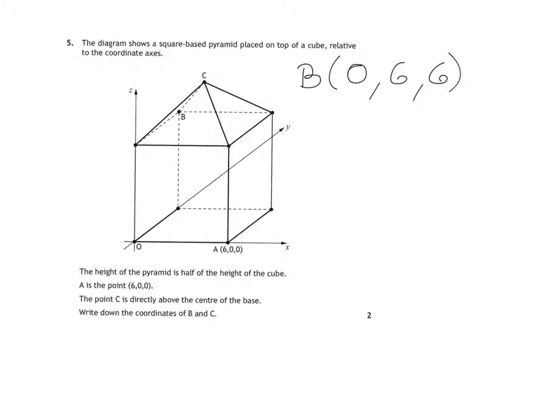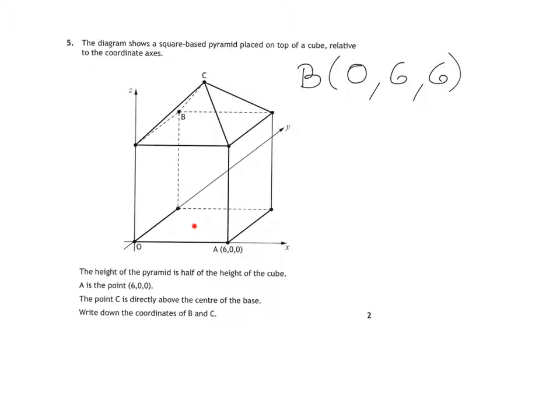Now we need to find C. Now we're told that C is exactly in the middle of this square here. So exactly in the middle means halfway along and halfway in. And knowing that all of these sides are 6, if we're only going halfway, that means we're only going 3. Okay? So in order to get to C, we need to come along the x-axis 3, that gets us to the middle. Then we need to go in 3 to get to the middle of the square.